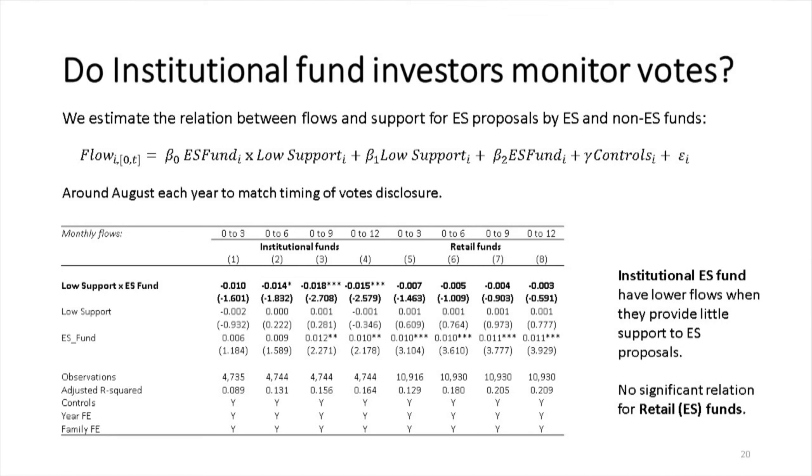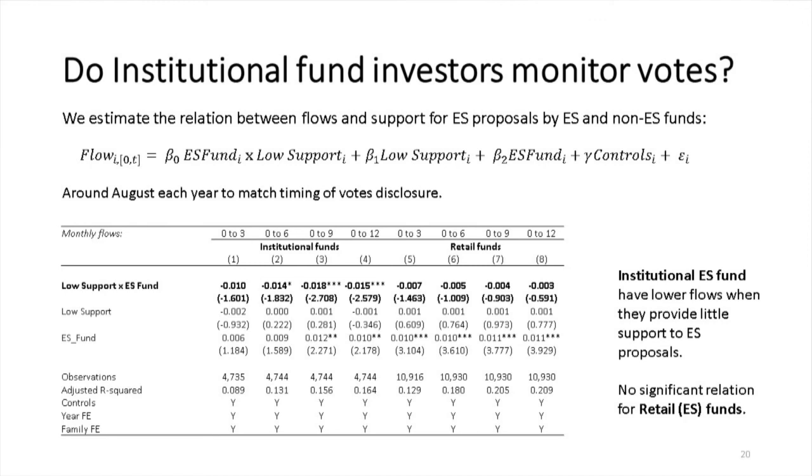So these are the results. The first four columns are institutional investors, and we can observe here that when the support is low, the flows are also lower. But for retail funds, there is no reaction to low support, right? Here the result is not significant immediately after, but we cannot tell really how long it takes for them to monitor the vote.